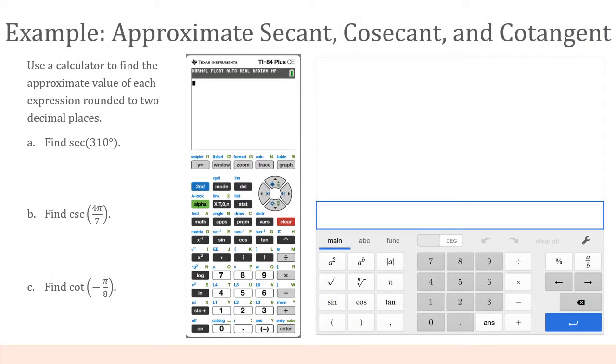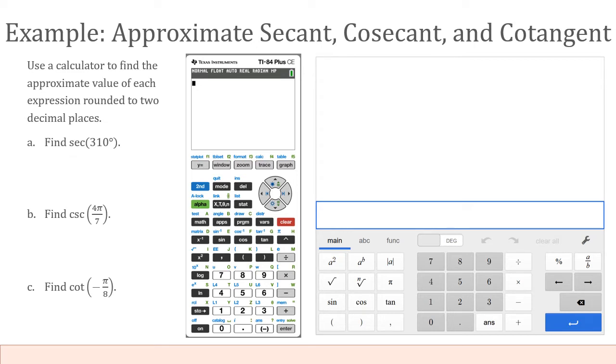Whether you use a handheld calculator or an online calculator, although you may see keys for sine, cosine, and tangent, you may not see keys for secant, cosecant, and cotangent. So how can you evaluate these? Well, the answer is to use the ratios that we have been talking about. So let's take a look at an example of how we might do that.